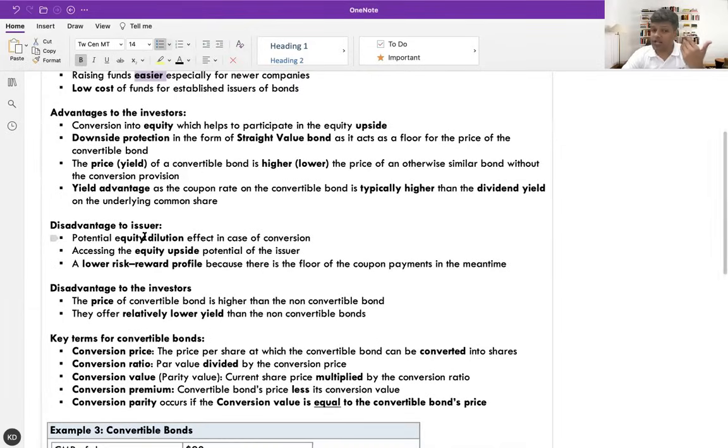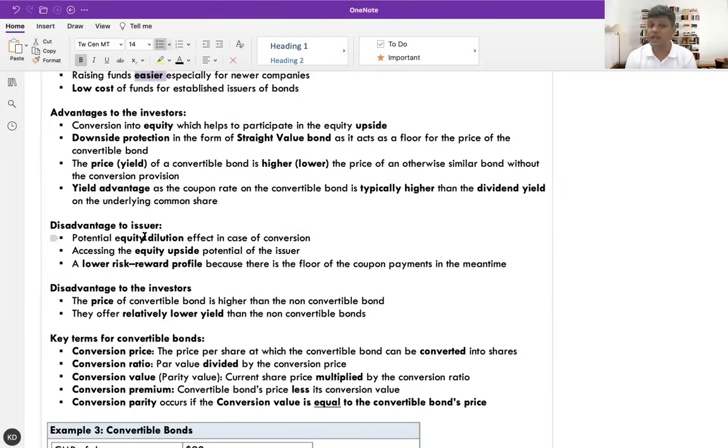Now, what is the disadvantage to the issuer? The issuer's equity will get diluted, and the issuer will lose out on the equity potential because the issuer is sharing equity with the bondholders. Clear? What is the disadvantage to the investors? What if the equity goes down? If the equity goes down, then the investor won't benefit, right? And one more thing: to buy a convertible bond, you have to pay a premium. That's the cost. What if the shares do not turn into a big benefit? Then you have lost the premium. Is that clear? That's the potential risk.